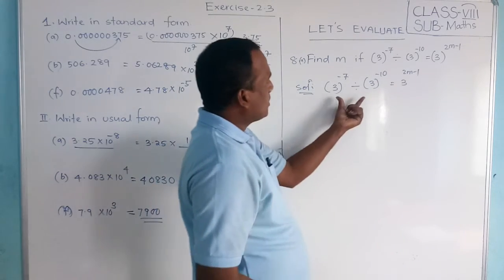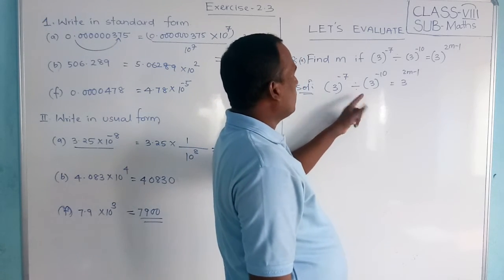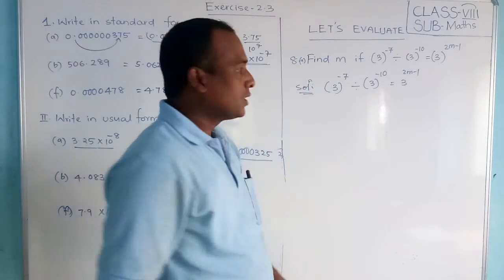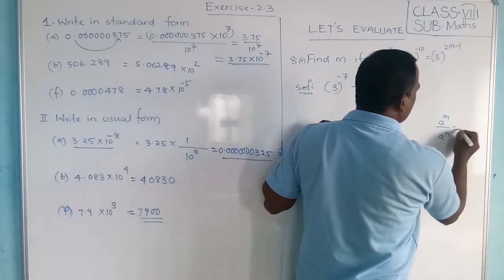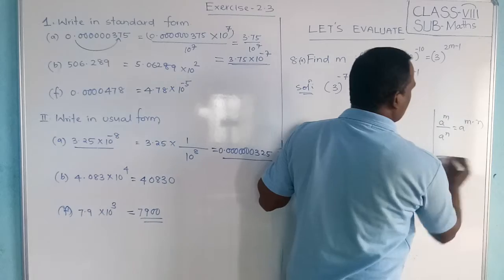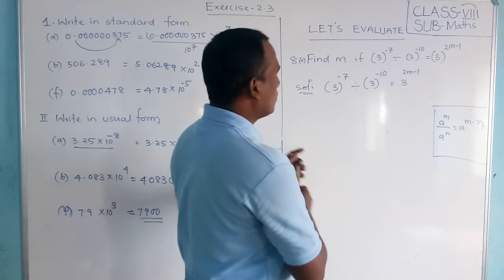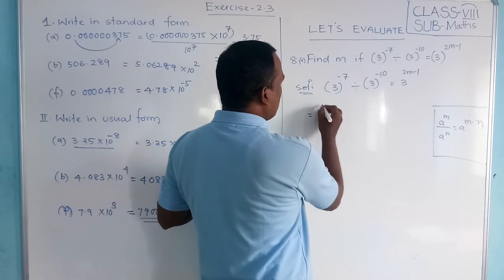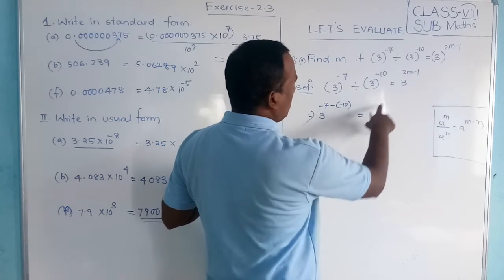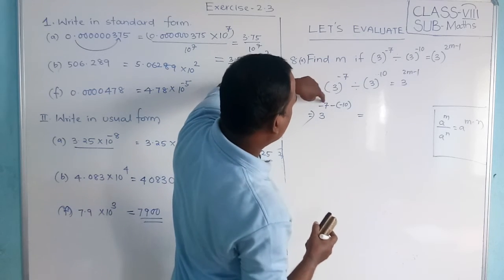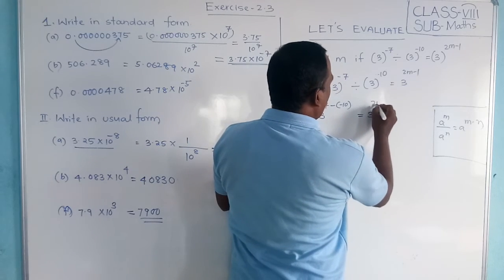So students, observe the left side first. Both bases are the same. So in division, when both bases are the same, the power will be subtraction, because a to the power m divided by a to the power n is equal to a to the power m minus n. So here also you can write 3 power minus 7 minus 10, because both bases are the same, is equal to, as usual, 2m minus 1.